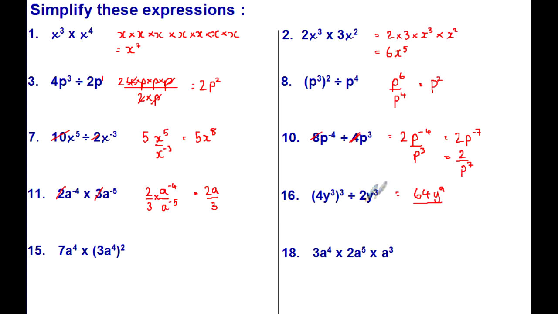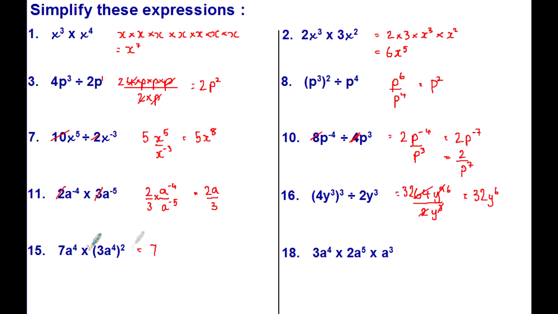Then we divide by 2y cubed. So we can do 64 divided by 2 is 32. And y to the 9 divided by y cubed is y to the power of 6. 9 take away 3 is 6. 64 divided by 2 is 32. So the answer is 32 y to the power of 6. Question 15.